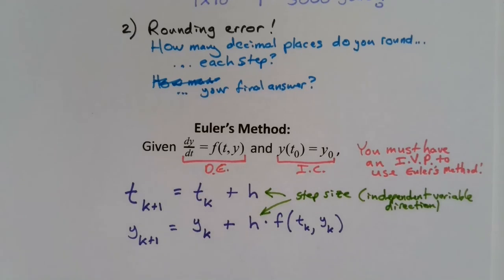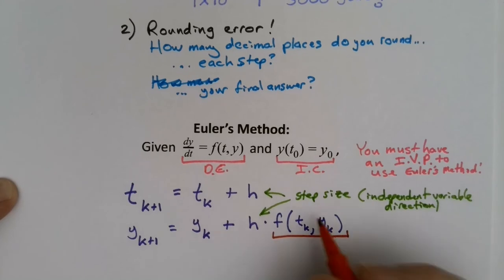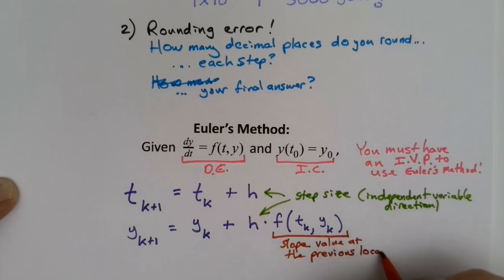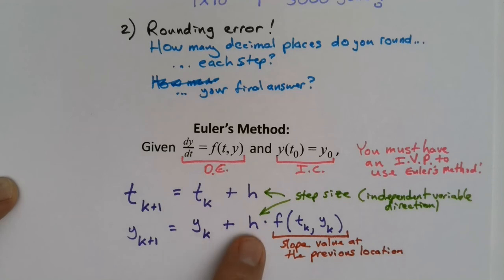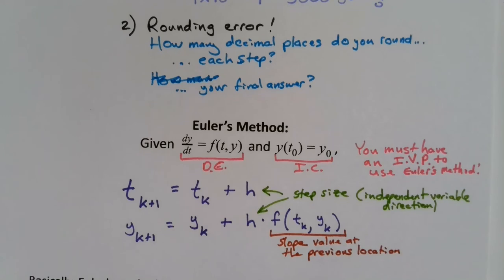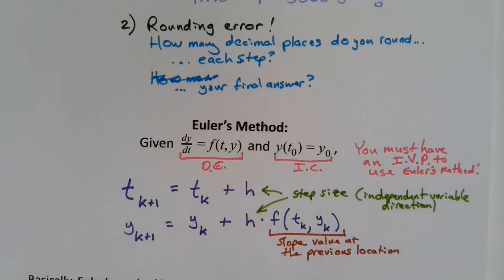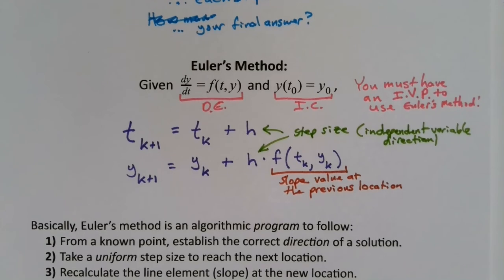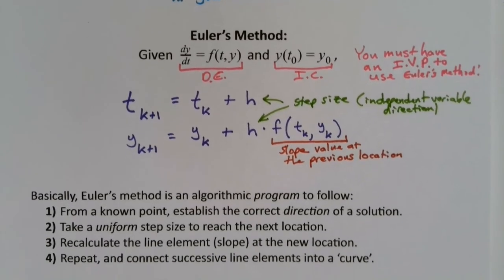And the other piece of information that's super critical for this is this guy right here. And that's the slope value at the previous location. You want to know what the new location is? Well, you take your previous location y value, and then you add this thing right here, the slope times the step size. This gives you how far you're going up or down in the y direction. Right? And so all of this together forms the Euler's method, the formalized algorithmic program, right?